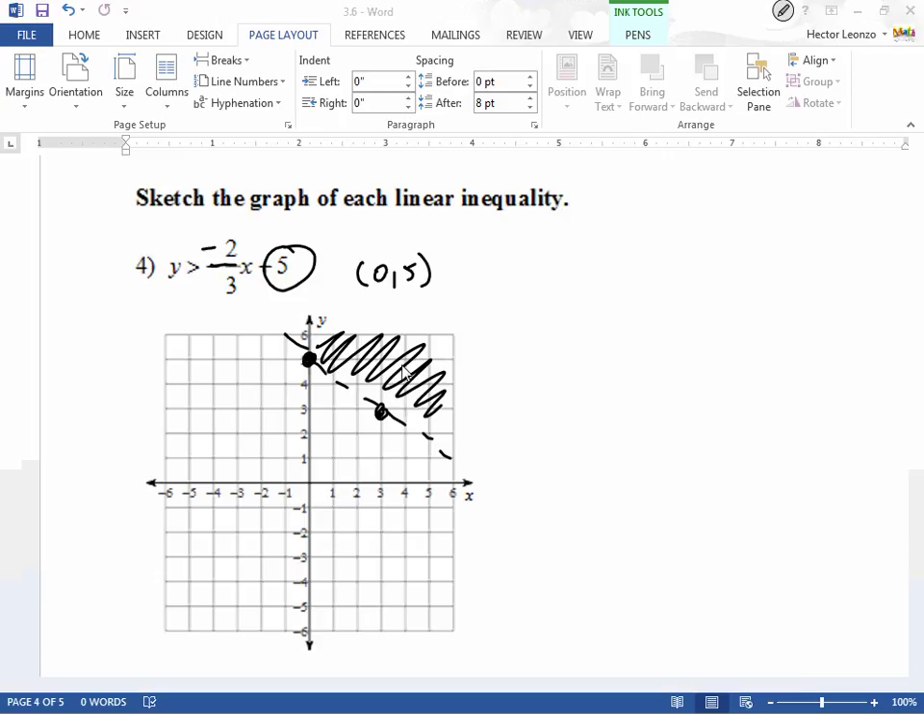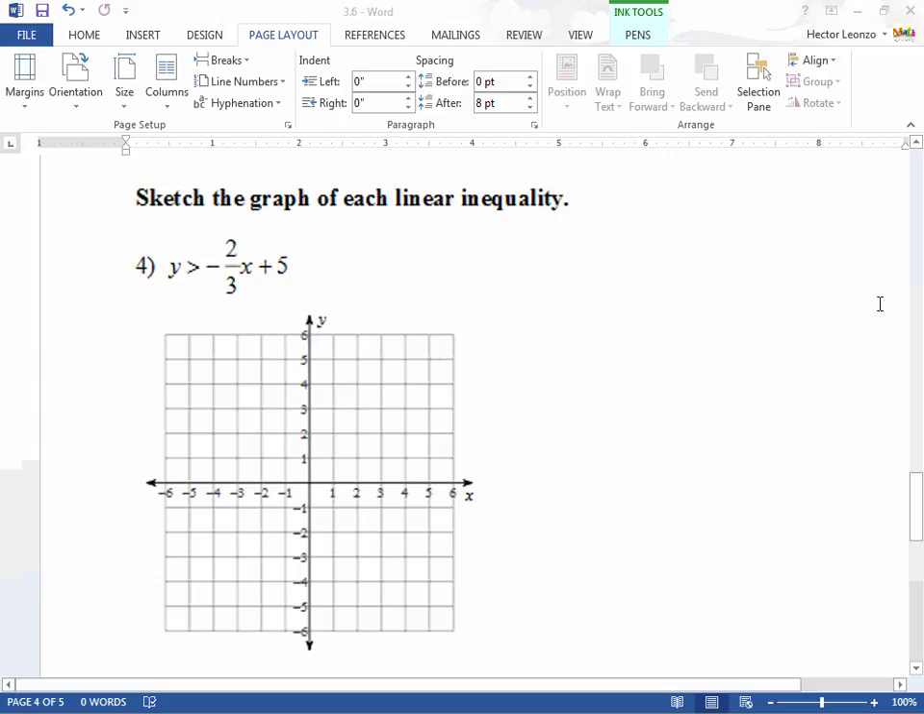Okay. I'm not going to say it has to be perfectly shaded. As long as you give an idea of which section you shaded, that's basically what we're looking for.